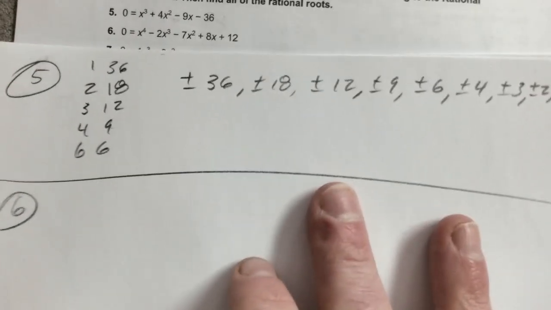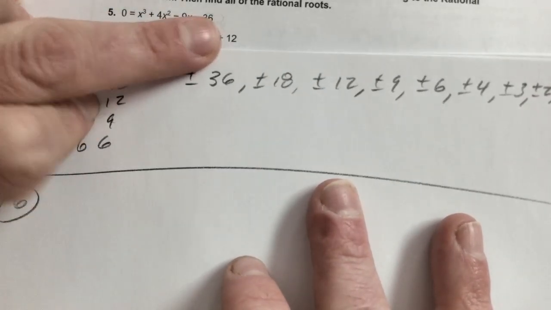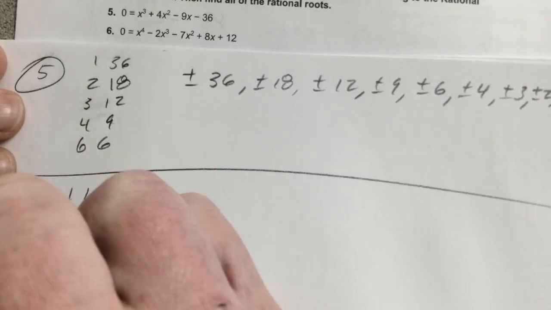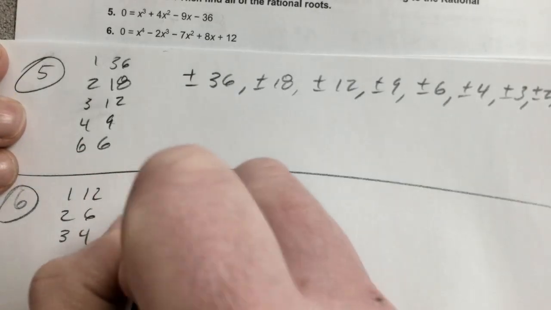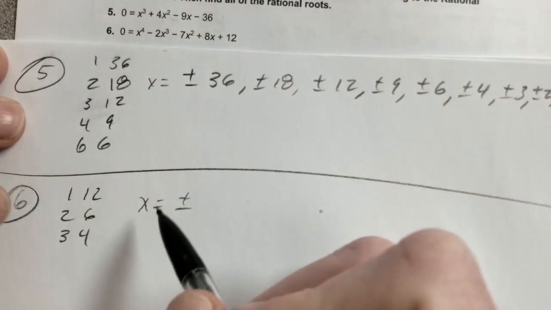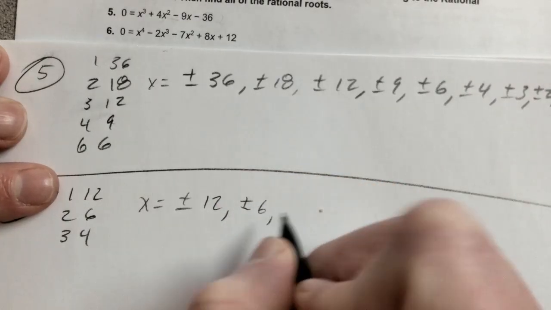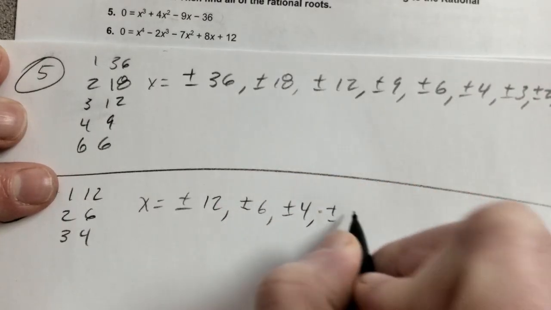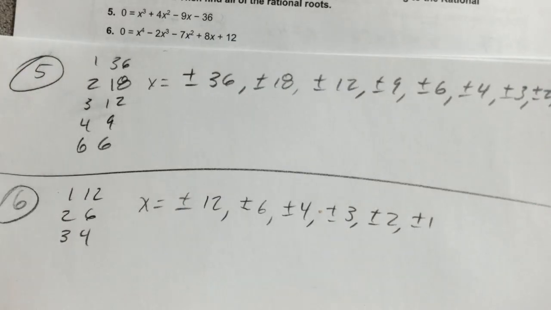We can do it. We do hard things all the time. Again, the leading coefficient is 1. Factors of 12: 1 and 12, 2 and 6, 3 and 4. So potential rational roots, x equals plus or minus 12, plus or minus 6, plus or minus 4, plus or minus 3, plus or minus 2, and plus or minus 1. Those are all the possible rational roots.